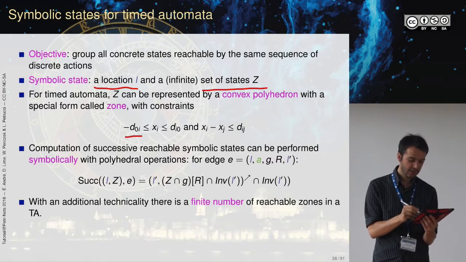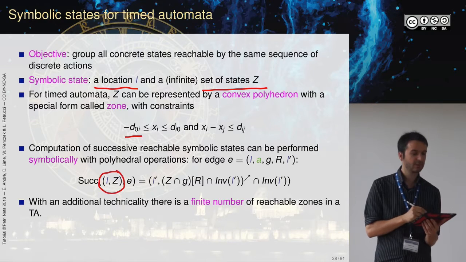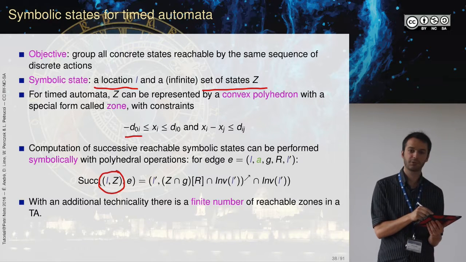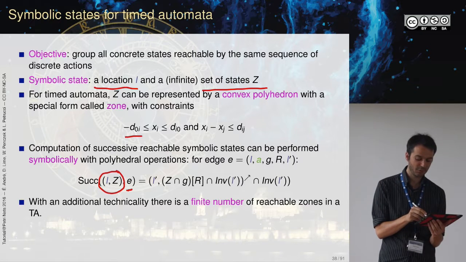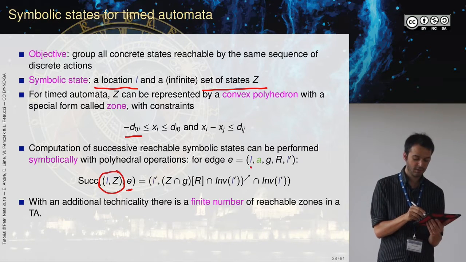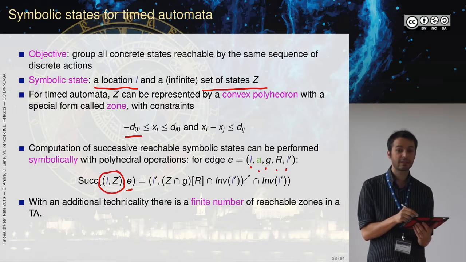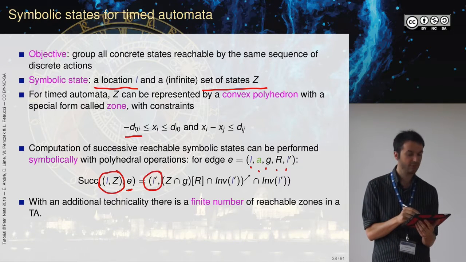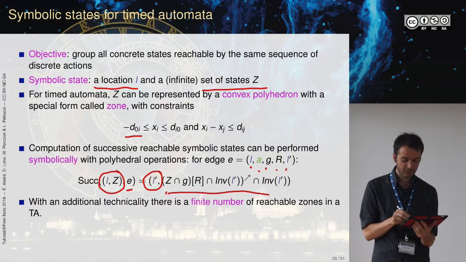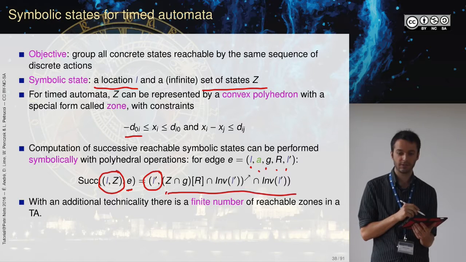For instance, if we have a symbolic state (L, Z), so discrete part, continuous part, we want to know the successor via an edge. So an edge of a timed automaton is a transition from a source location L to a target location L' via action a with guard g and resetting clocks R. And so the target symbolic state will have as a discrete part, of course, the target of the transition, L', and then a long expression that I will explain in the next slide.